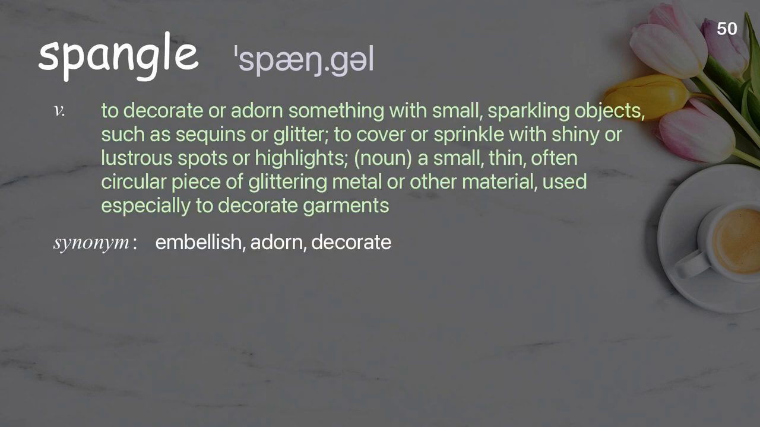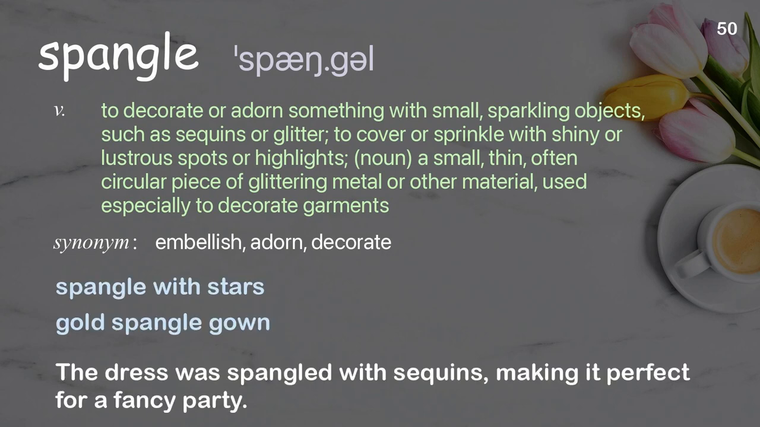Spangle: to decorate or adorn something with small, sparkling objects, such as sequins or glitter, to cover or sprinkle with shiny or lustrous spots or highlights. Noun: a small, thin, often circular piece of glittering metal or other material, used especially to decorate garments. Examples: spangle with stars, gold spangle gown. The dress was spangled with sequins, making it perfect for a fancy party.